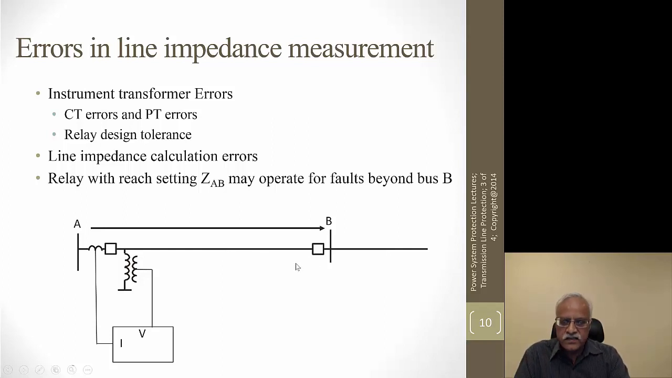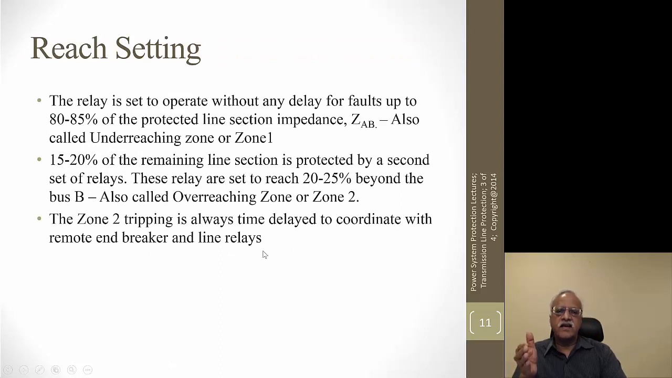So based on this, we set the relays with a margin of about 15%. When the relay is set to operate without a delay for faults up to 80 to 85% of the protected line, we call this an underreaching zone. Let me repeat this. You don't intentionally delay the tripping if the measured impedance is about 80 to 85% of the impedance of the line.